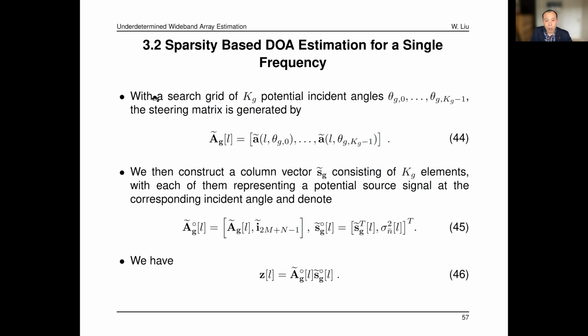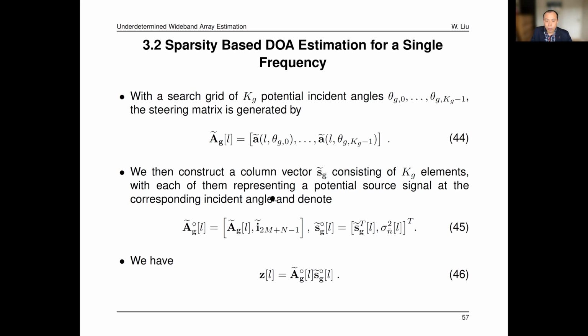And then apply this sparsity-based approach. So you have this search grid of KG potential incident angles, theta g0 until theta g KG minus 1, and then you generate this overcomplete steering matrix or dictionary. Okay, so you have this big KG of columns. And then you can construct a column vector S tilde G consisting of these KG potential source signals. So the KG elements, each of them representing a potential source signal at the corresponding incident angle.